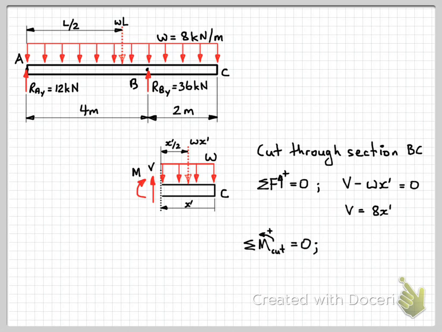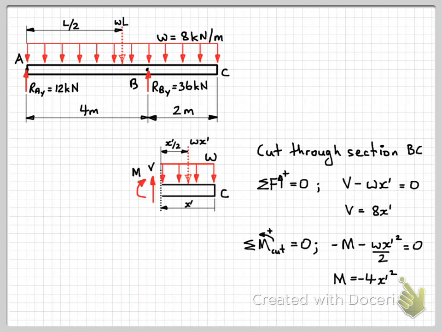Next we take moments about the cut end again, all equal to 0, taking anti-clockwise as positive. We have the internal moment, and note that it's negative because it's going clockwise, and we've defined positive as anti-clockwise in our equations of equilibrium. And then we have minus w x dash squared on 2. Okay, so w x dash times its distance x dash over 2, and it's also going clockwise about the cut end. And that's all equal to 0, so we can rearrange that and get our equation for the bending moment for section BC equals minus 4x dash squared.